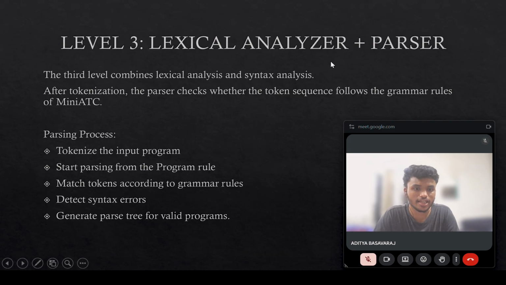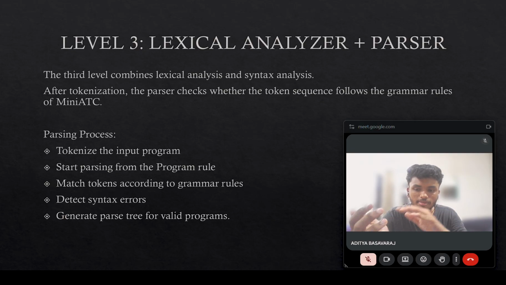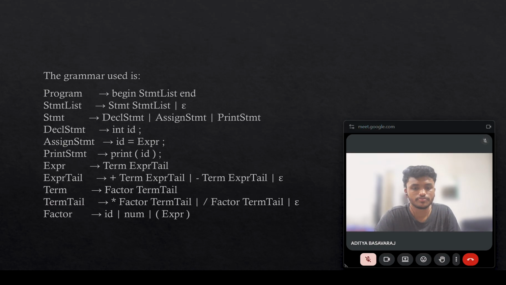Next, level 3, lexical analyzer plus parser. The third level combines lexical analysis and syntax analysis. After tokenization, the parser checks whether the token sequence follows the grammar rules of the MiniATC. Parsing process: tokenize the input program, start parsing from the program rule, match tokens according to the grammar rules, detect syntax errors, and generate a parse tree for a valid program.